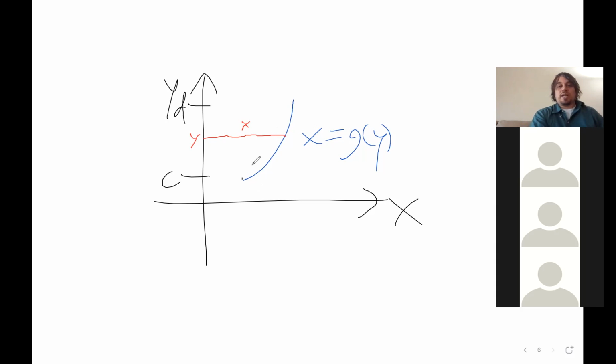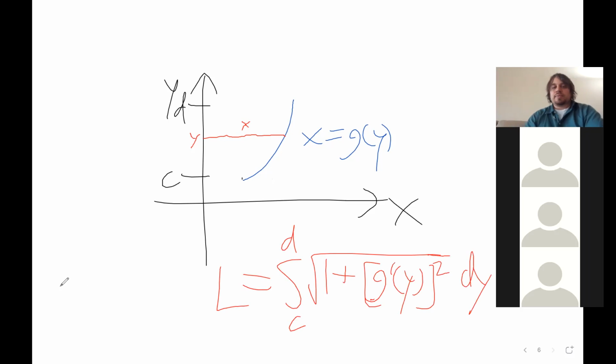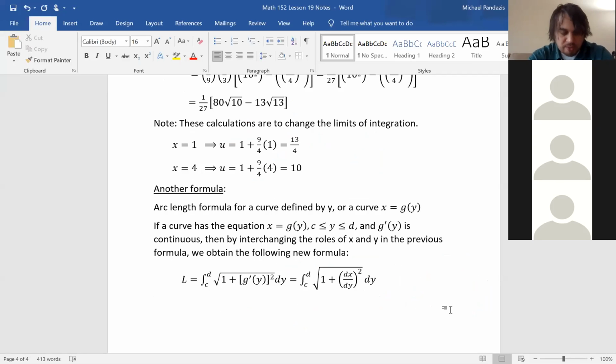So if you have a curve defined this way, you can still find its length. But in this situation, the length of that curve is equal to the definite integral from c to d of the square root of 1 plus g prime of y, that derivative of that graph squared, dy. Okay, it's the same idea, except you're just switching the roles of x and y. Now x is, in a sense, the height of the graph, and the y is the input, right? And so you're just switching the roles of x and y. It's the same thing. Okay, that's all that's saying. It's the same formula. You're just switching the roles of x and y. Okay, so example 2.